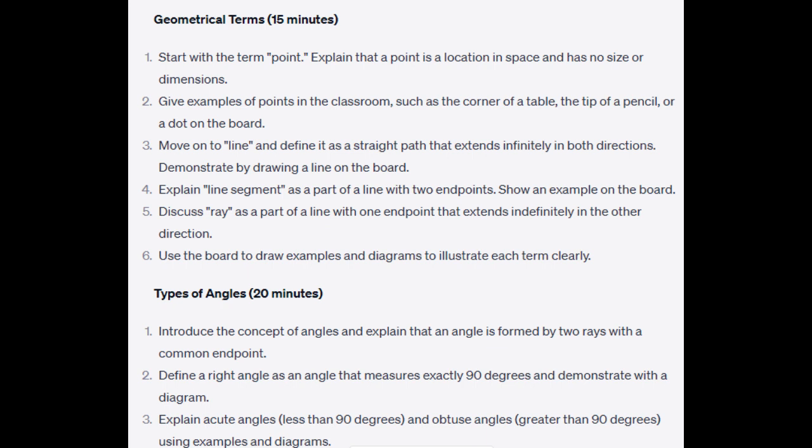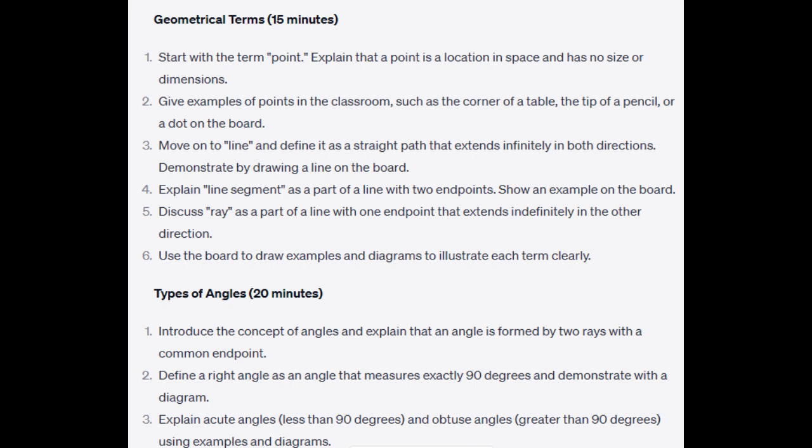Discuss ray as a part of a line with one endpoint that extends indefinitely in the other direction. Use the board to draw examples and diagrams to illustrate each term clearly. Types of angles, 20 minutes.